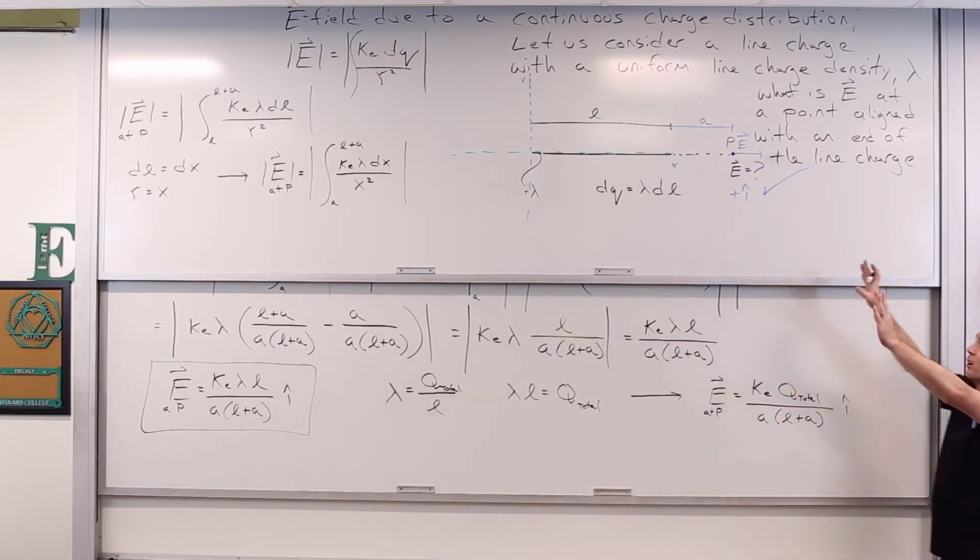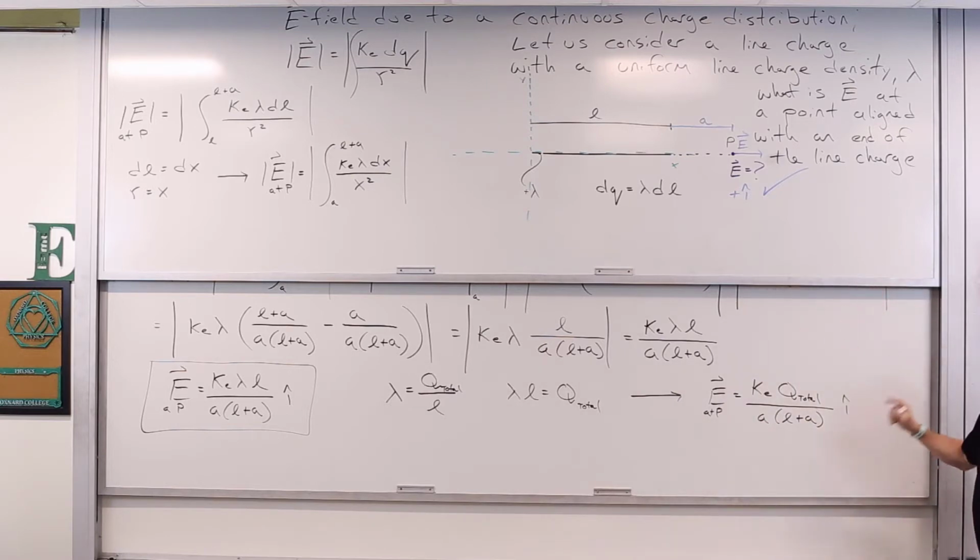Magnitude, that's going to go for any line charge where we're aligned with an end. The direction, again, is gotten by considering where you are relative to the line charge, what side of it you're on, and whether it's a positive or negative line charge density. All right, so that's a nice, nice formula.